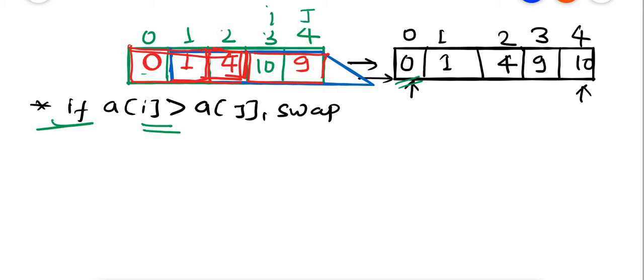Now compare 10 and 9. These need to be swapped. So here we'll have 9, and at this position we'll have 10. Now since j is at its last position, you can see now the 9 is at its actual position in the array. So we have found out the position of 9 in the array. So now this part of the array is actually sorted.